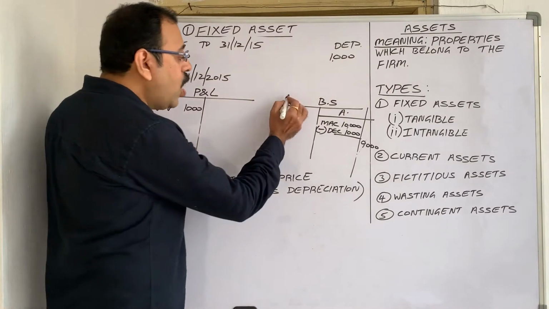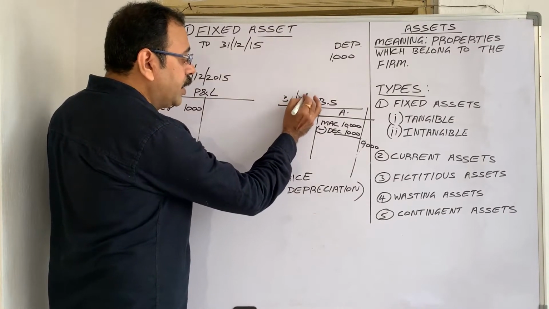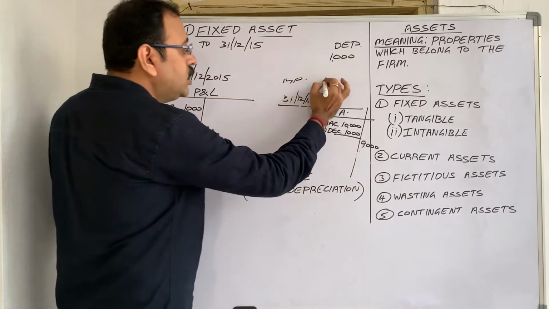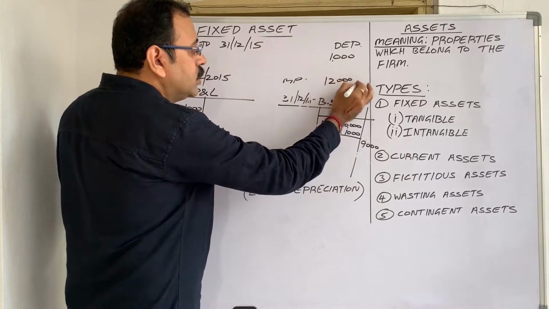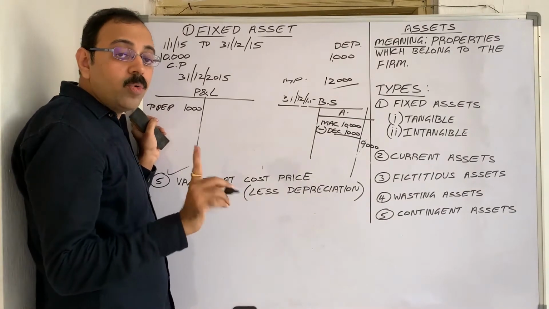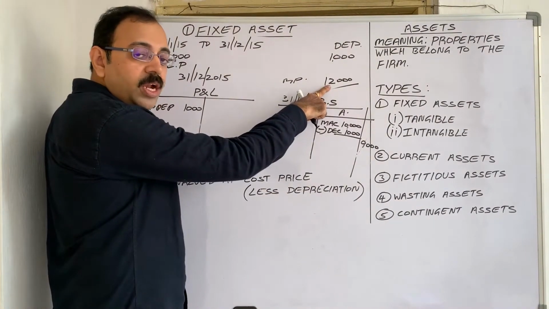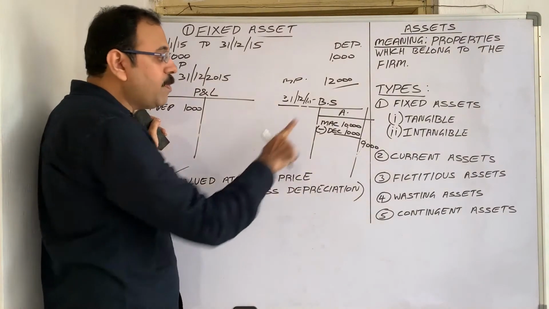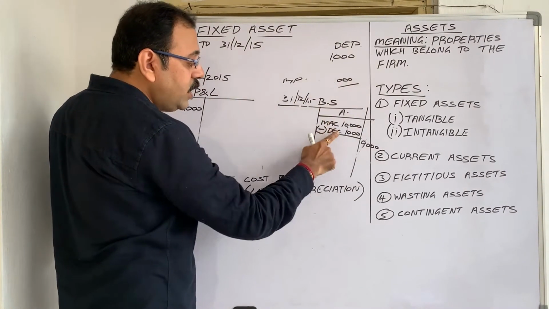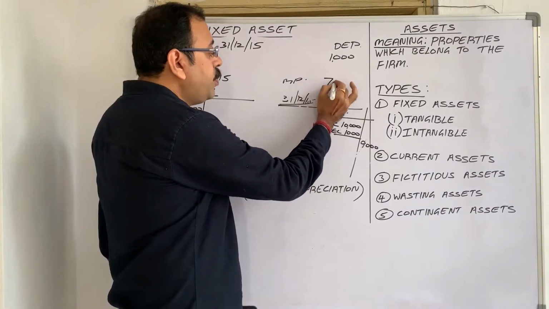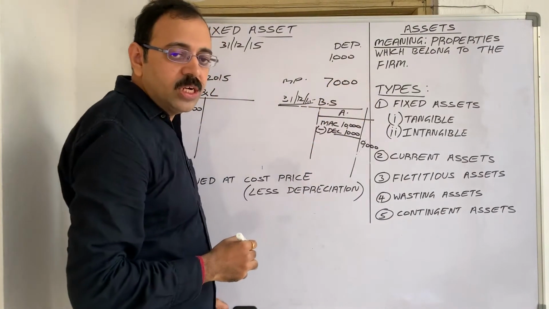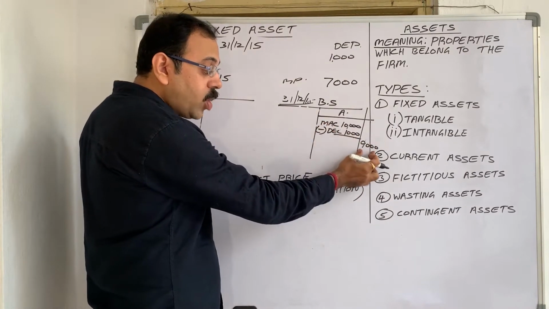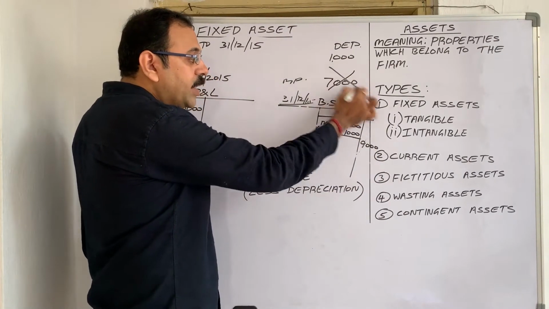Assume that on this particular day, the market price of this asset is 12,000 rupees. I am not going to consider this 12,000, only the cost price I should consider. Suppose the market price is less than the cost price. Market price is assumed to be 7,000. Even in this case also, the fixed asset is to be shown at cost price, not at market price.